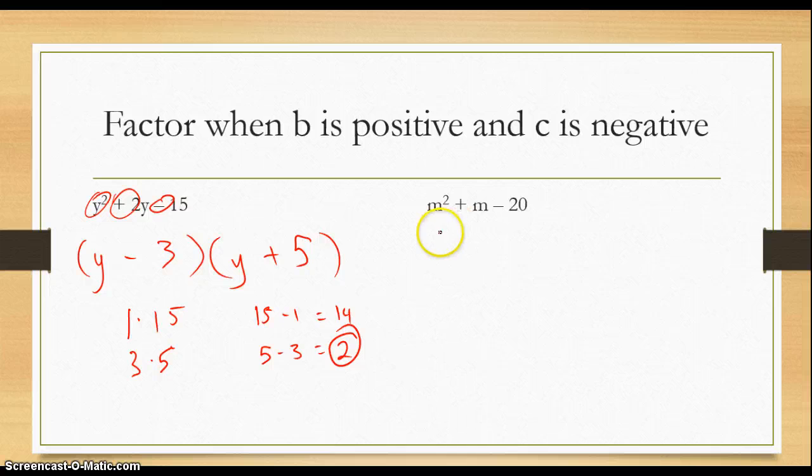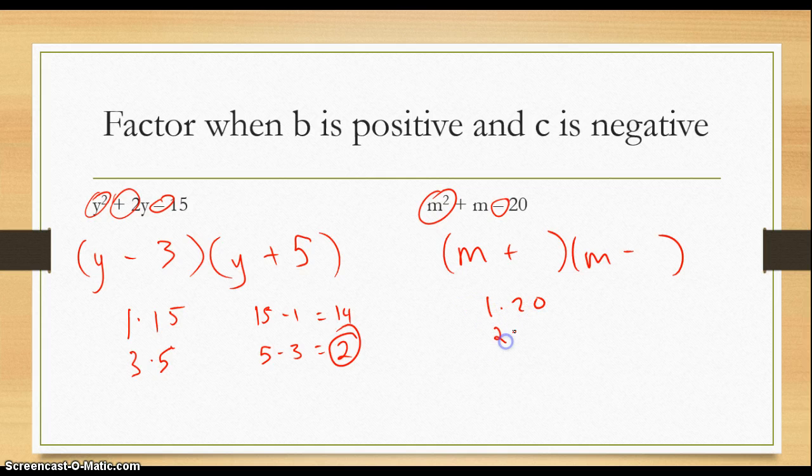Okay, so let's see this again. I see my C is negative, so I know automatically inside my parentheses I have different signs. I know that M makes up the front part of my parentheses. Whatever this front term is makes up the front part, m times m. Factors of 20: 1 and 20, 2 and 10, 4 and 5. Now subtract them. I get 5 minus 4 is 1, 10 minus 2 is 8, 20 minus 1 is 19.